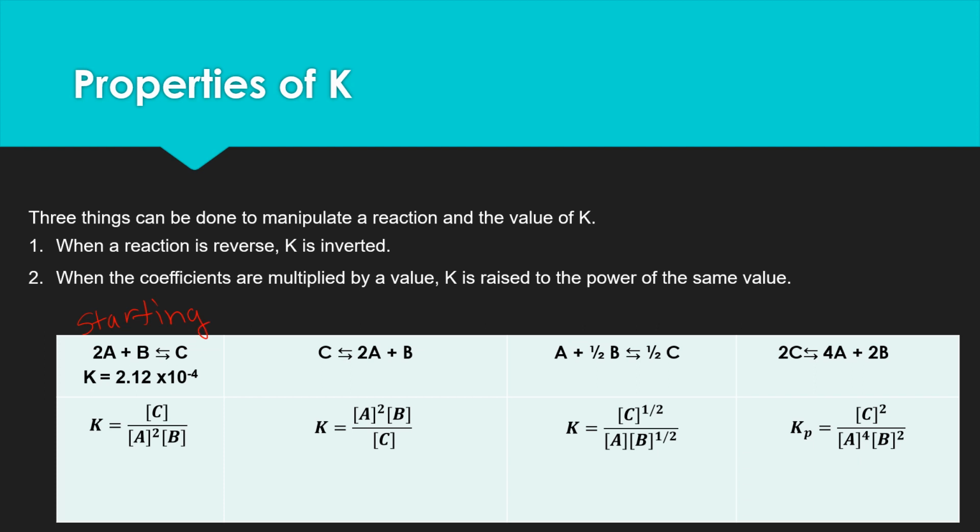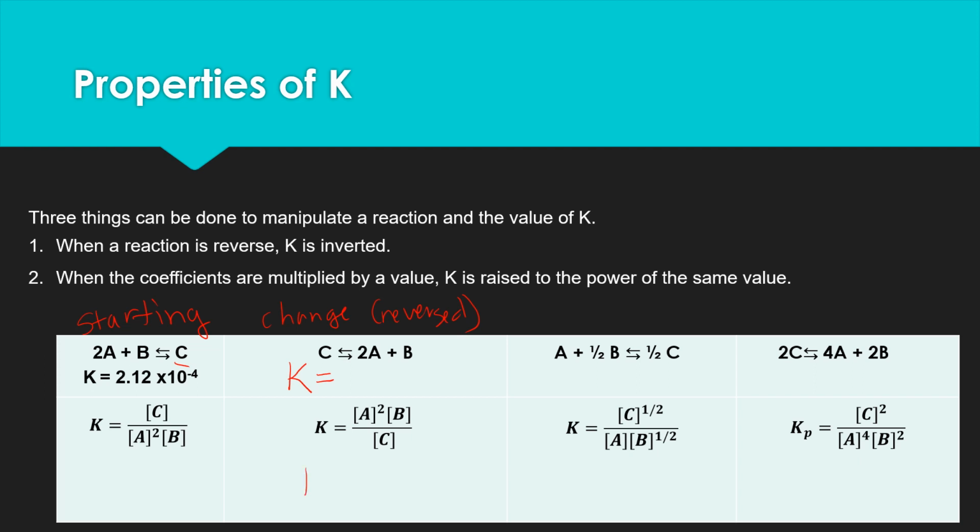For our first change, the reaction is reversed. We can see that the product, letter C, is now the reactant, and A and B are now the products. So that has been reversed. What we want to know is what our new value of K is. Let's take a look at the equilibrium expression to help us. The original one had the product C on the top and A and B on the bottom. Now ours has A and B on the top and C on the bottom. If the expression is flipped, that means our K value must also be flipped.